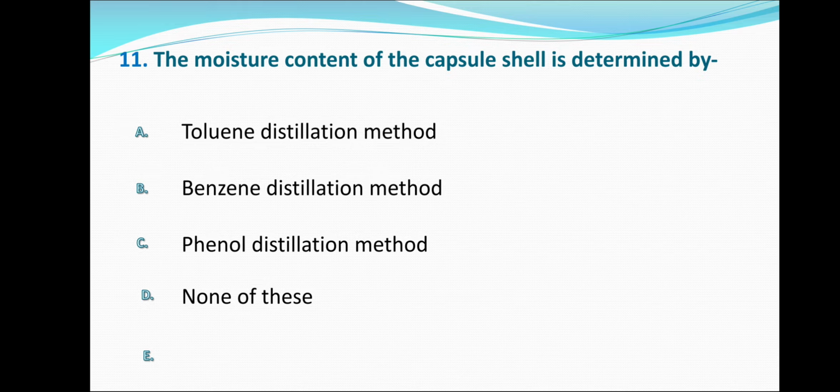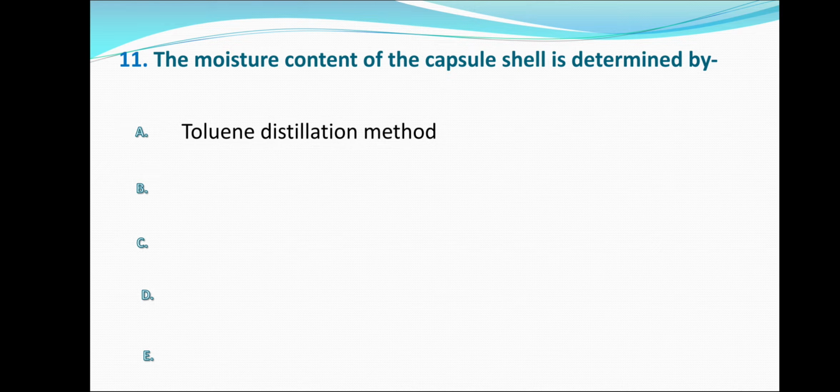Next question. The moisture content of the capsule shell is determined by toluene distillation method, benzene distillation method, phenol distillation method, none of these. The correct answer is toluene distillation method.